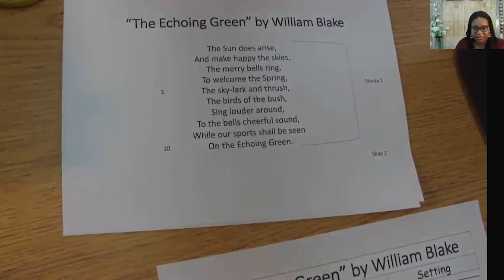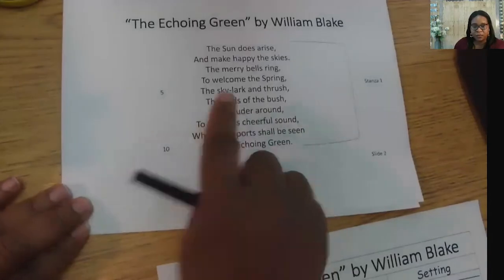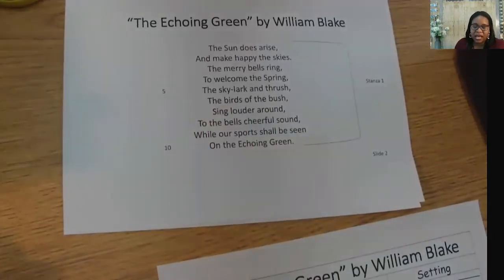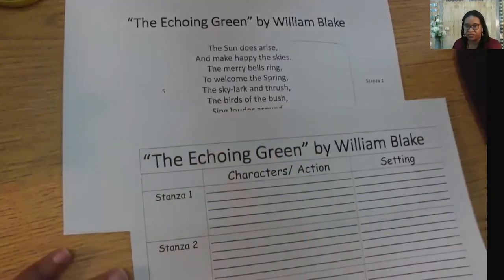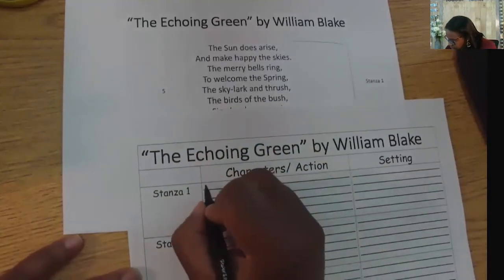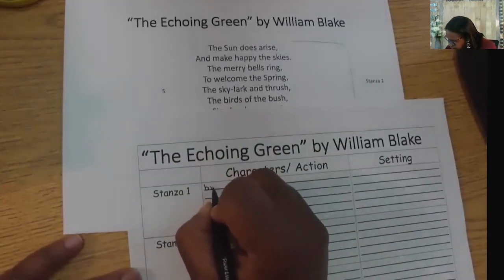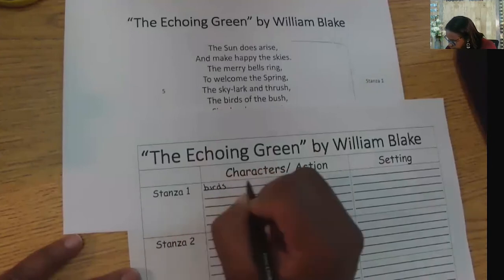What words did you write? I heard the words lark and thrush, which I can use context clues to help me determine are types of birds, because the next line says the birds of the bush. On my chart, I'm going to write birds sing. So for stanza 1, we're going to write birds and sing.